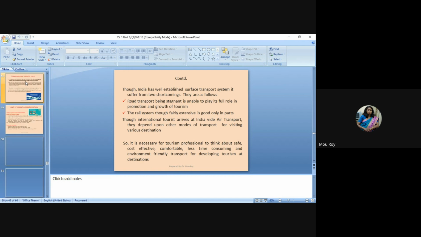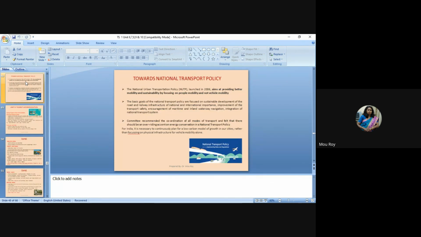Okay, so there are some transport policies also, that is the National Urban Transportation Policy, which was launched in 2006, and it aims at providing better mobility and sustainability by focusing on people mobility and not on vehicle mobility. These policies are being implemented with time.